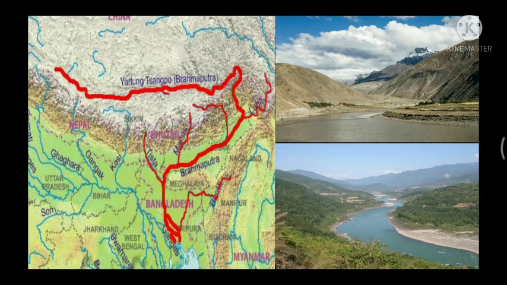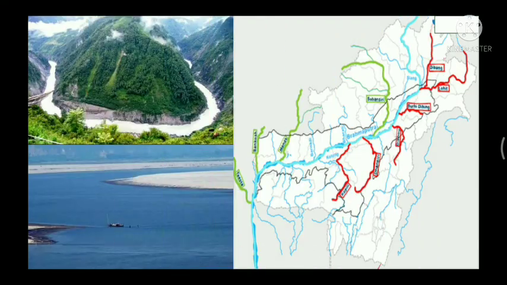So it flows eastwards parallel to the Himalayas. Check out here. And on reaching the Namcha Barwa, the height of which is around 7,757 meters, it takes a U-turn and enters India in Arunachal Pradesh through a gorge. As you can see, it makes a U-turn while entering into India. Now here it is called the Dihang. As you can see, this is the gorge that I was talking about.